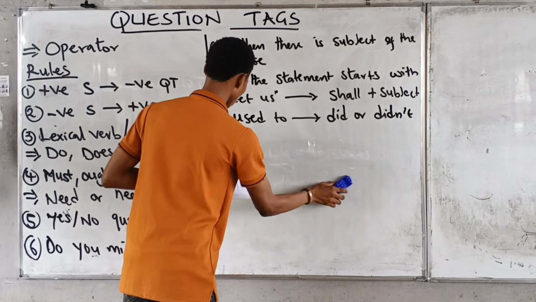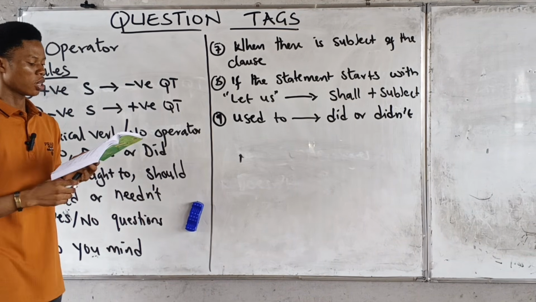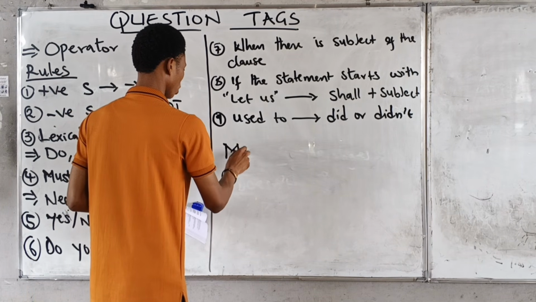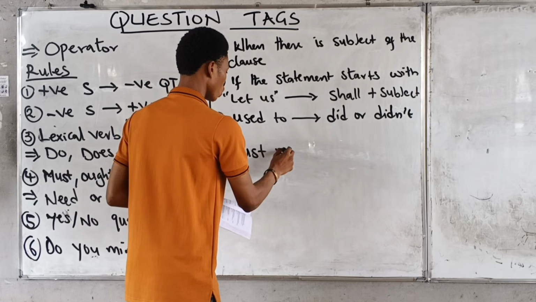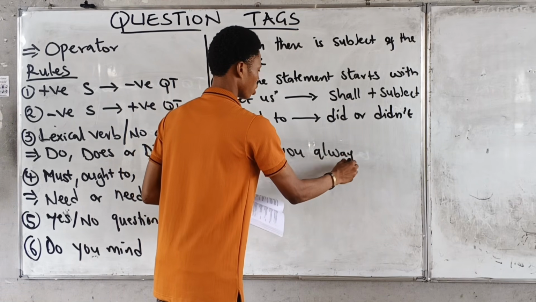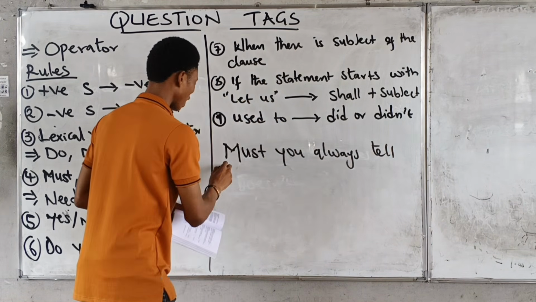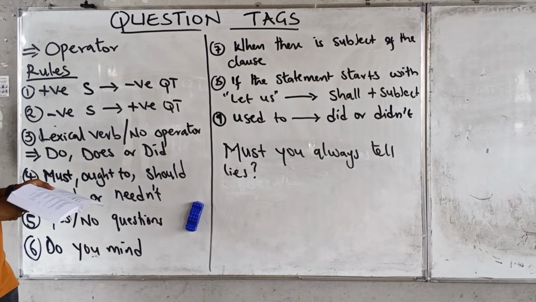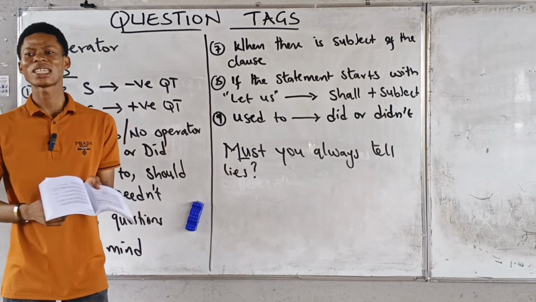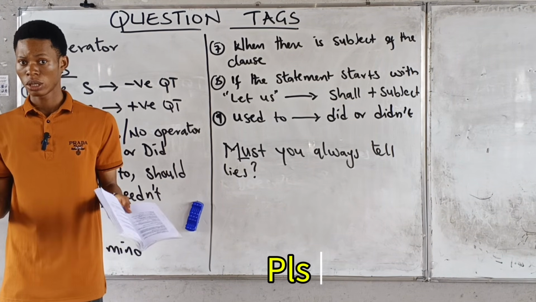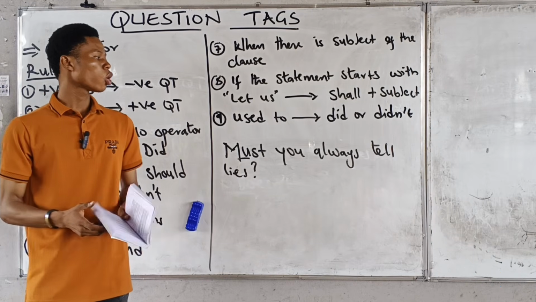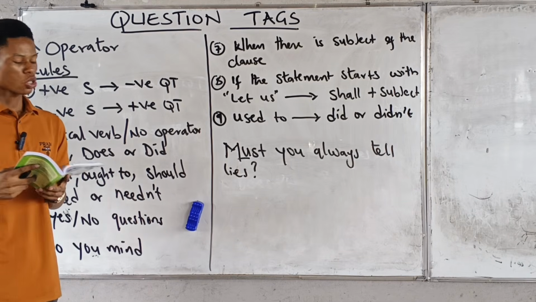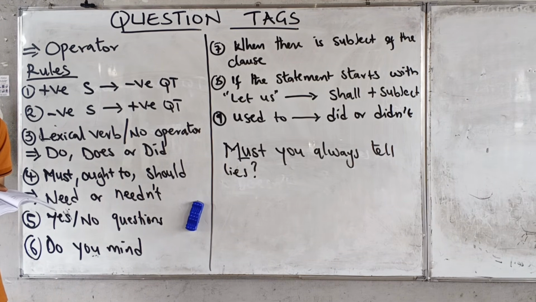Now, example, if you have something like, must you always tell lies? Now, if you look at this, must here means, is it necessary that you tell lies always? Is it not? It means necessary. Must you always tell lies? Give me the question tag. Let me know. What's the answer?